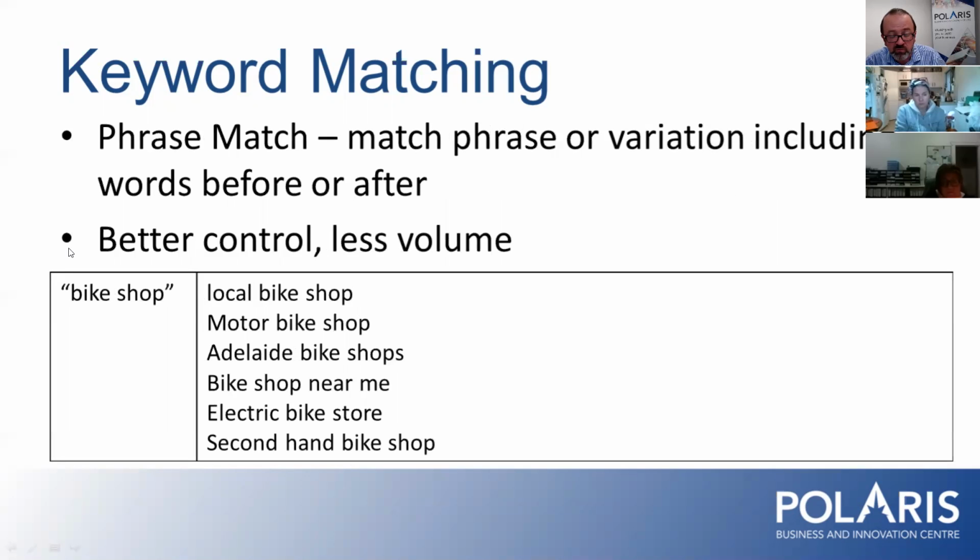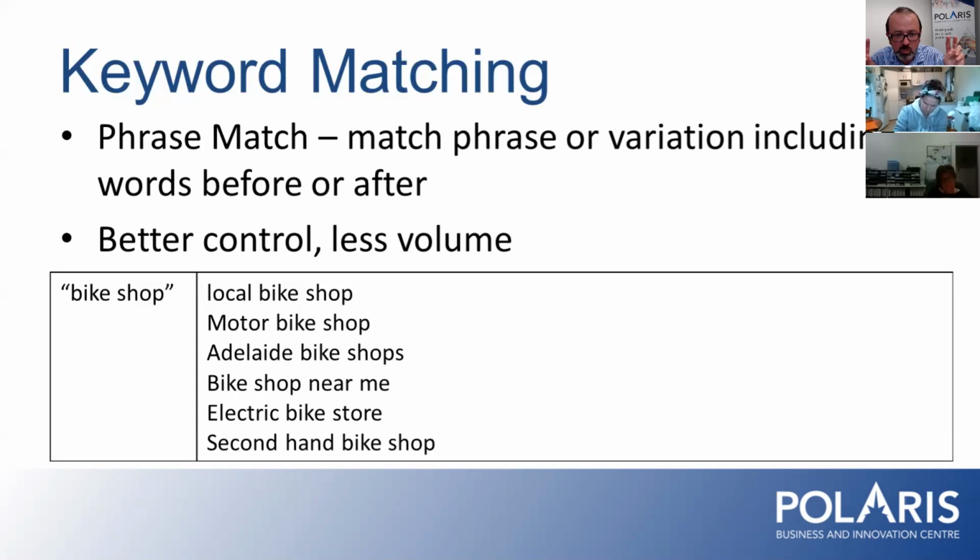The third one is called a phrase match, and that's what we did before. So this is putting the quotes around your phrase as you're matching. And that means that the phrase that you put in the quotes must be in the search query. The words must be in that order. But again, it allows for synonyms and misspellings.